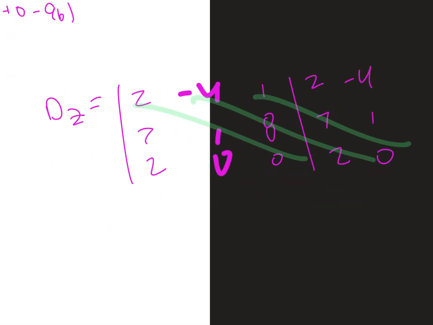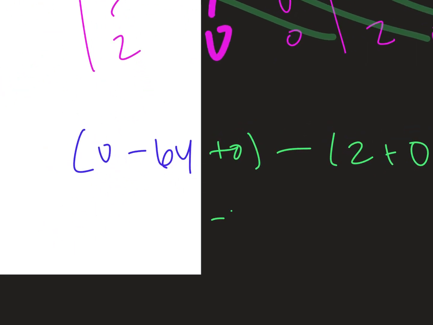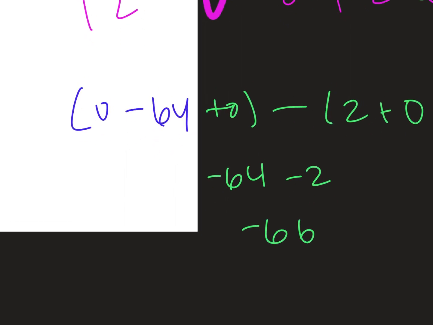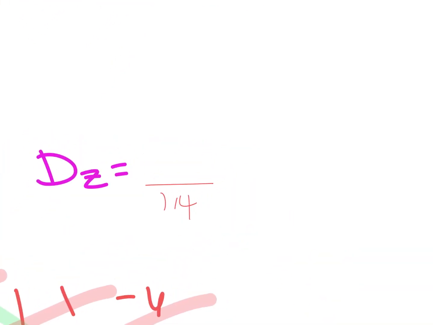Multiply and add. So 2 times 1 times 0 is 0. Negative 4 times 8 is negative 32 times 2 is going to be negative 64. And then I have 1 times 0 times 0, so 0. Minus 2 times 1 times 1 is 2. 0 times 8 times 2 is 0. And 0 times 7 times so plus 0. So I end up here with negative 64 minus 2, which is going to give me negative 66. So I have negative 66 over 114.